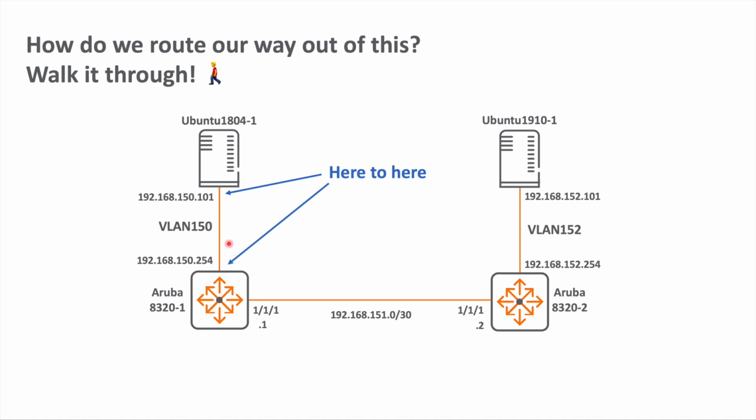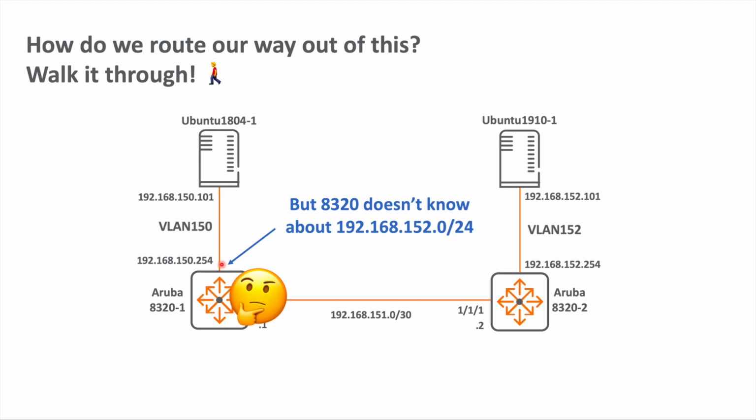So how does the Ubuntu server know how to get over to the 192.168.151 subnet? Well, it doesn't really. It just has a default route for everything that's not directly connected to it. It will send it to its default gateway. So the default gateway is this .254, and that is our 8320-1. So the traffic will be able to hit our first CX device. But that's when we hit a problem, because the CX device and any routing device only knows about the subnets that it's directly connected to, unless you've got static routes or unless you've got a routing protocol running.